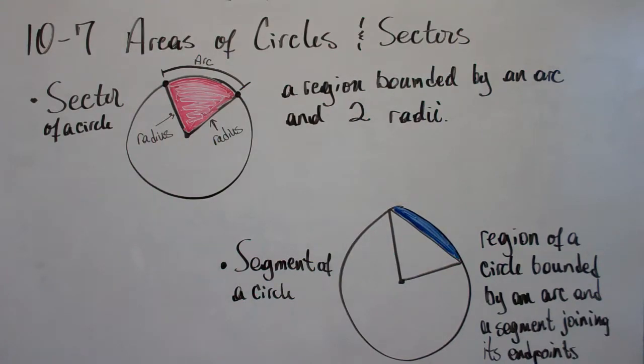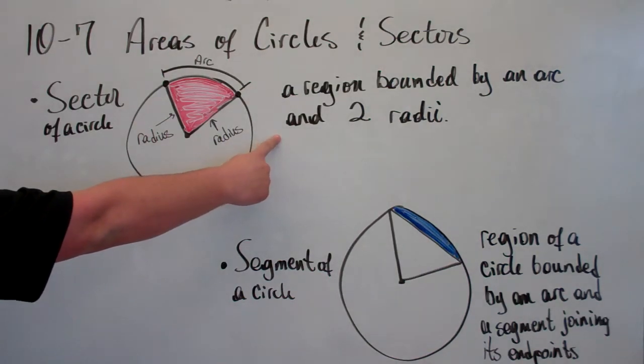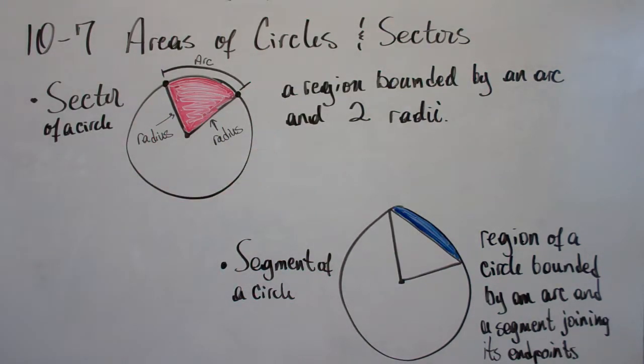All right, 10-7, areas of circles and sectors. Now, a couple of vocab words. I need you to write these down in your notes so you remember them. A sector of a circle is a region bounded by an arc and two radii.